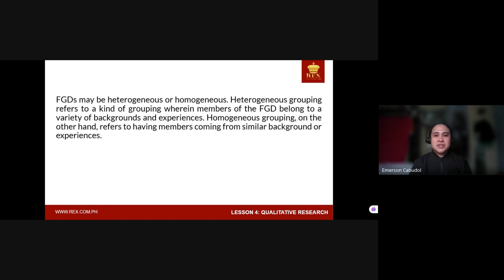While in a homogeneous FGD, a hospital wants to improve the experience of first time mothers. So they conduct a focus group exclusively with women who have recently given birth for the first time to explore their unique challenges and experiences. The composition of participants depends on the research questions. Homogeneous groups allow for more focused discussions, whereas heterogeneous groups can stimulate diverse perspectives.